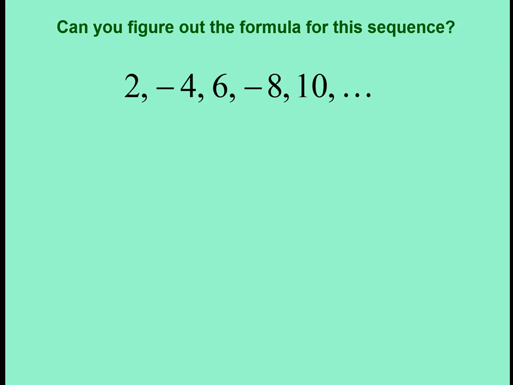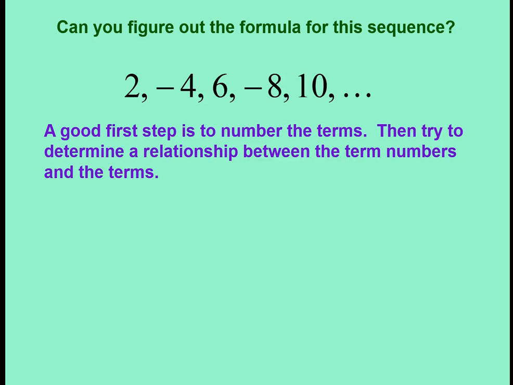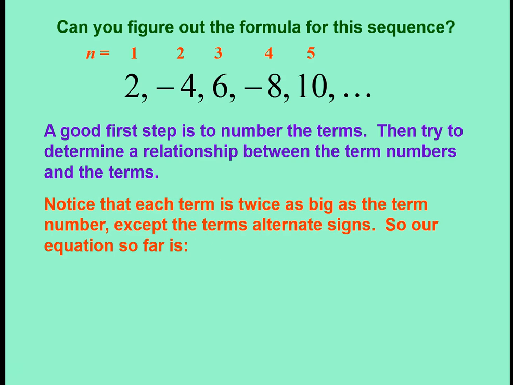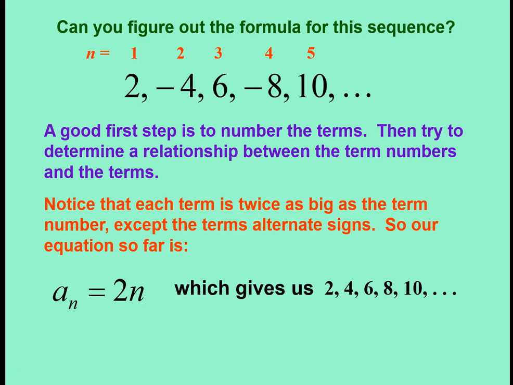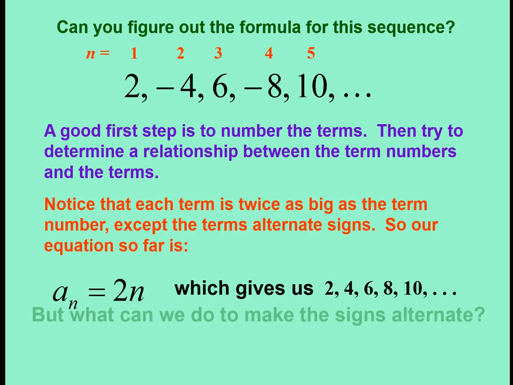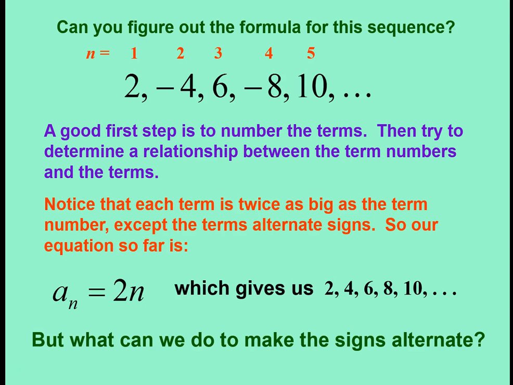Can you figure out the formula for this sequence? A good first step is to number the terms. Then try to determine a relationship between the term numbers and the terms. So we have 5 terms, 1, 2, 3, 4, 5. Notice that each term is twice as big as the term number, except that the terms also alternate signs. So our equation so far is a sub n equals 2n. If we multiply the term number n by 2, we would get 2, 4, 6, 8, and 10 for the first 5 terms. But what can we do to make the signs alternate?